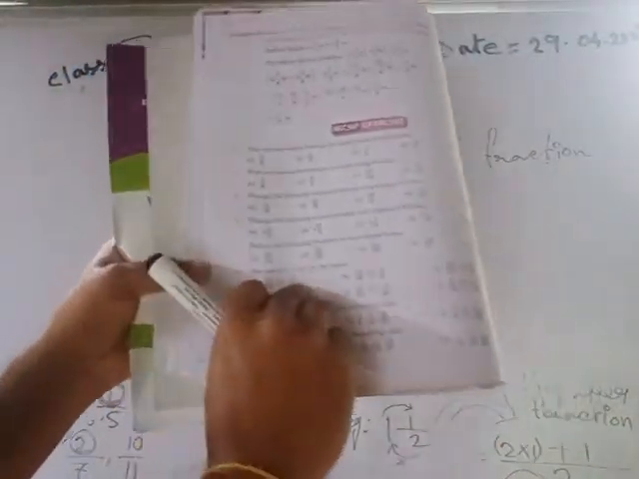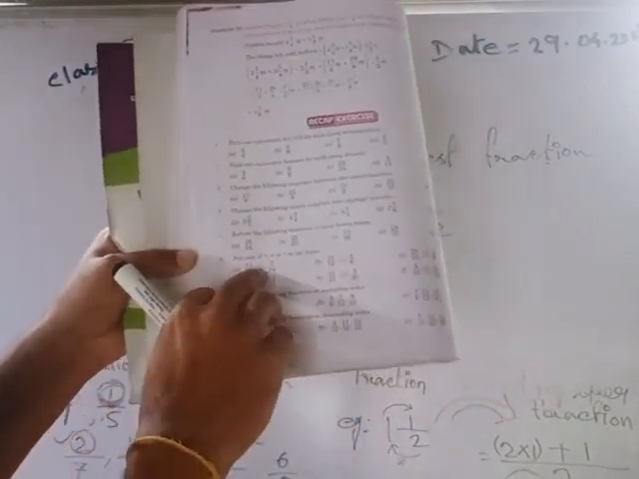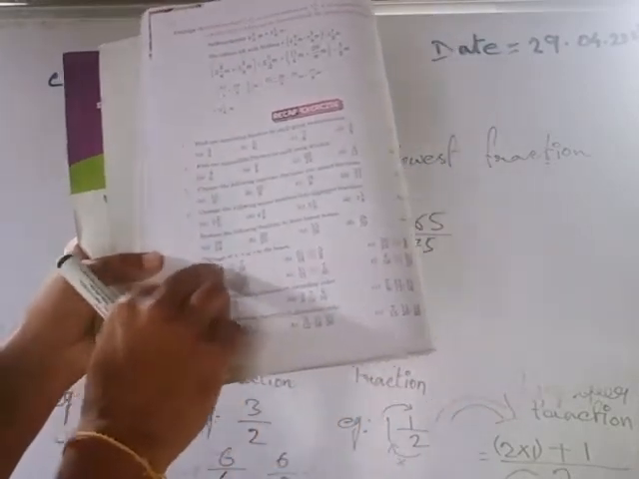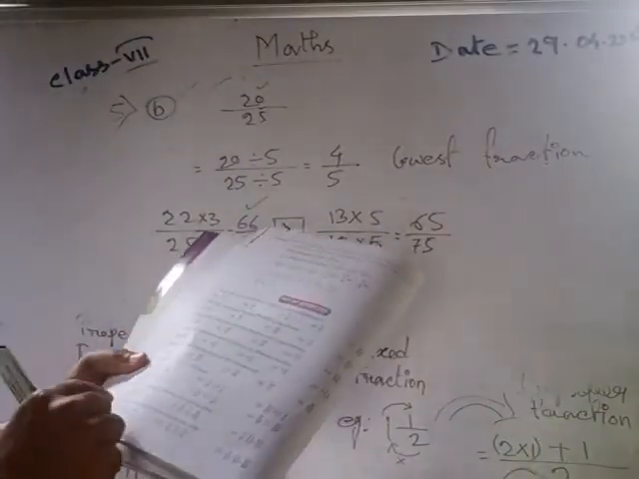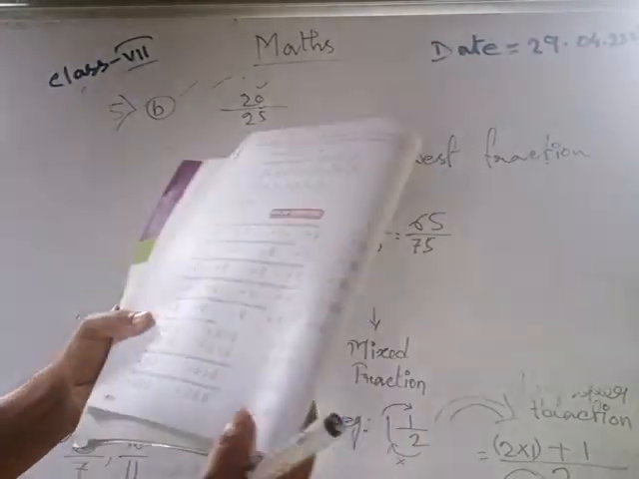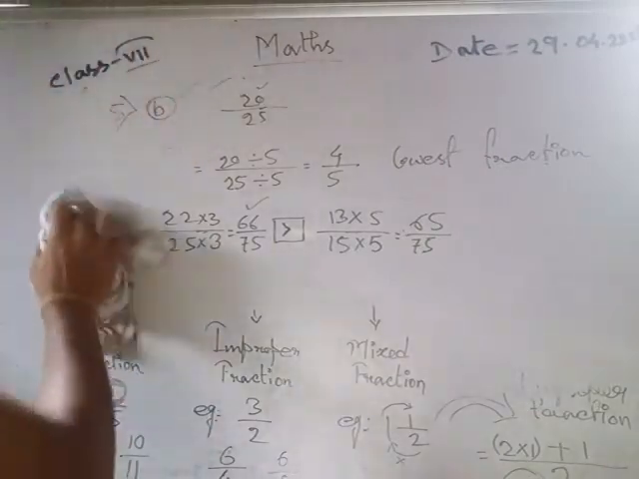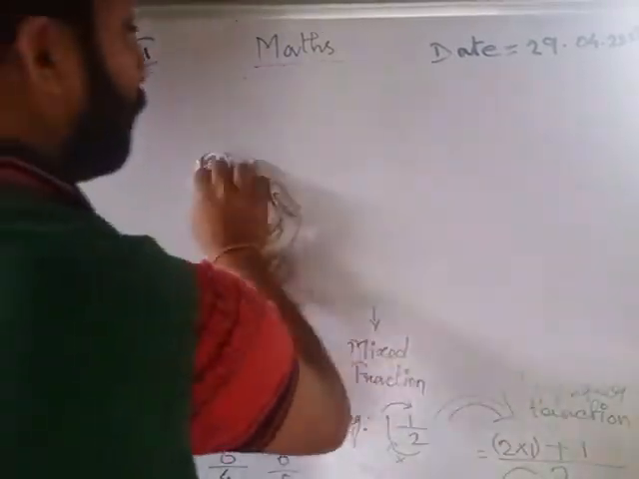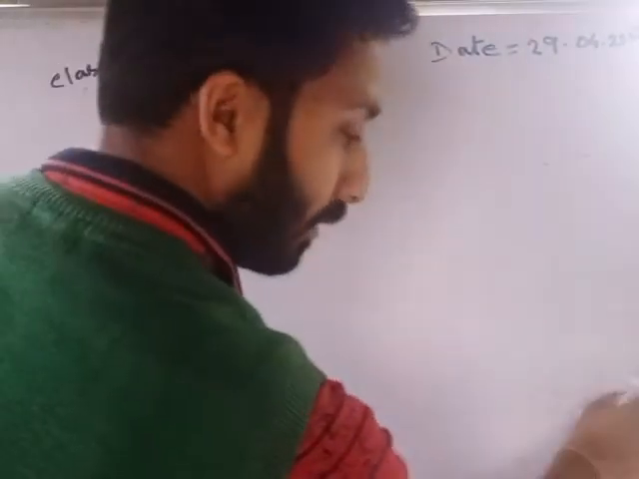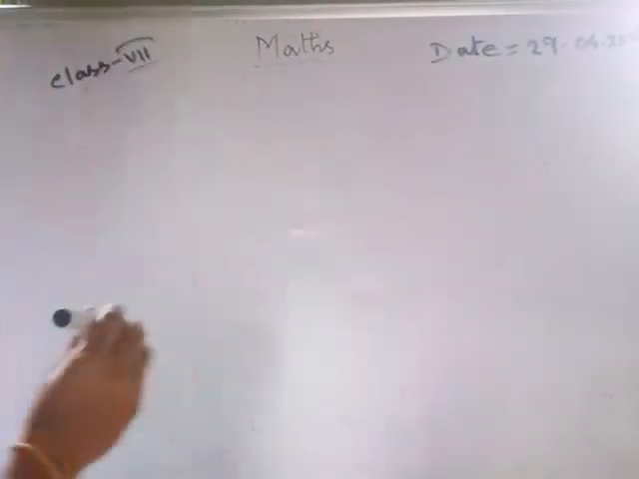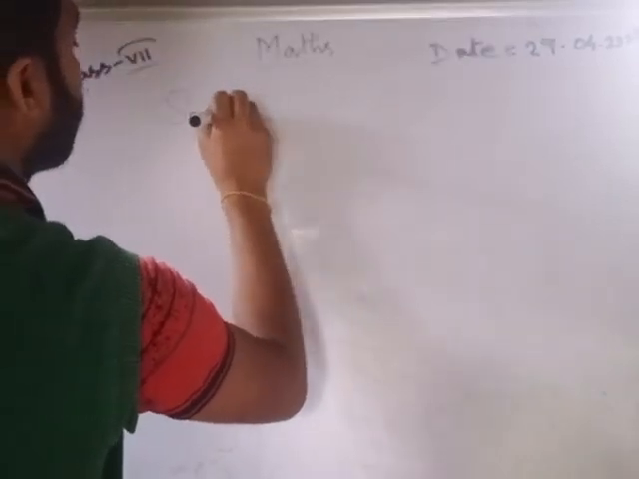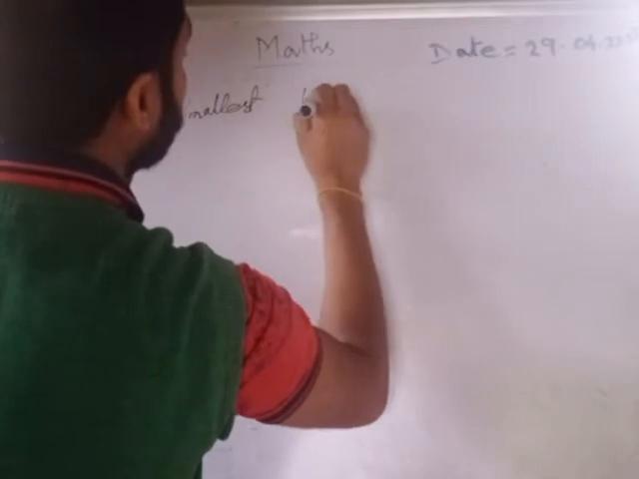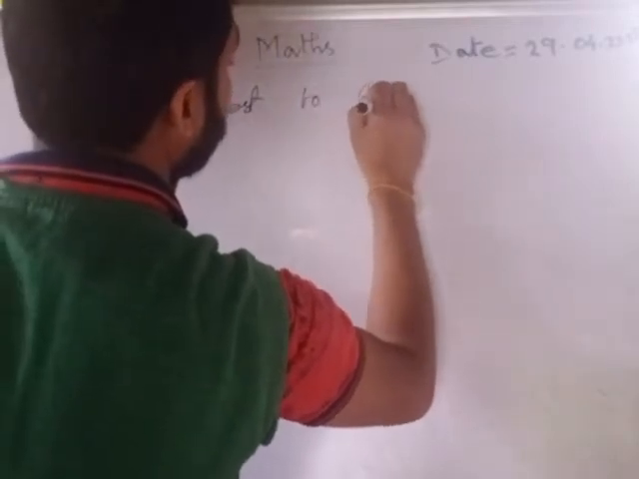If the denominators are the same, this time 66 is greater than 65. That means the first fraction is greater. That means we should write here the greater than sign. And write the following fractions in ascending order. That means we should arrange the fractions in ascending order. Ascending order means smallest to biggest or greatest.